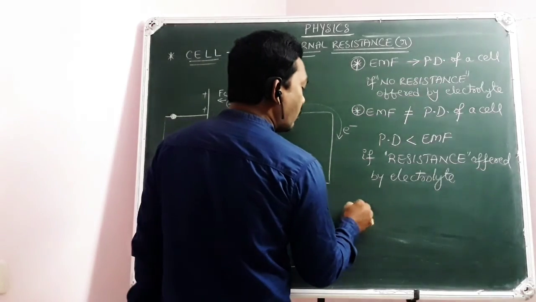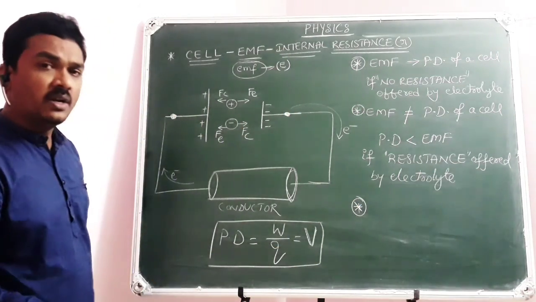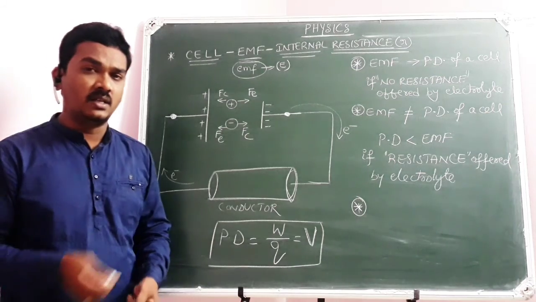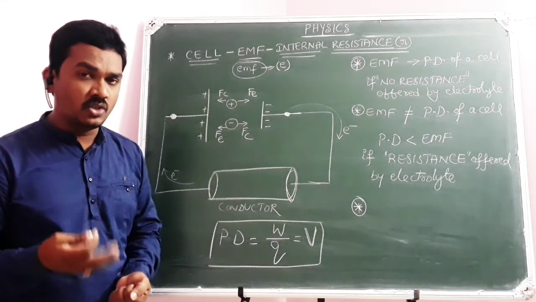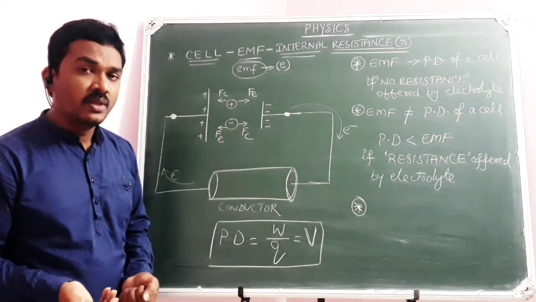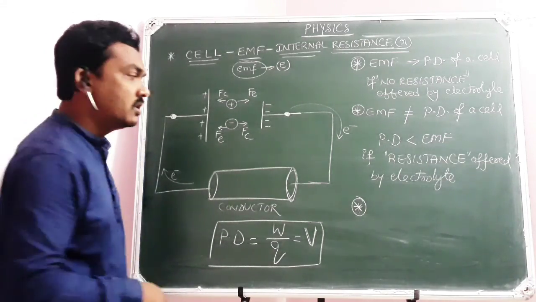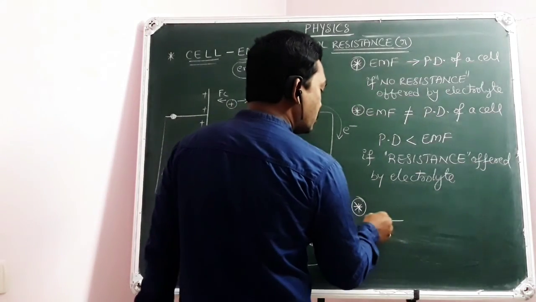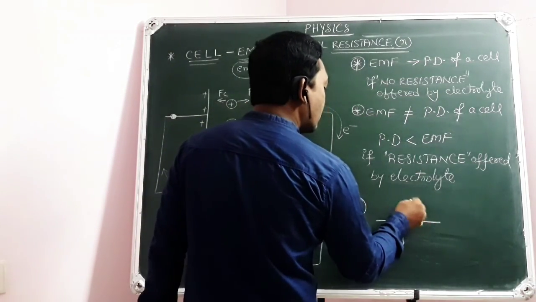And usually till now, whatever cells we have taken are of zero internal resistance. We call them an ideal cell. You have learned ideal ammeter which offers zero resistance, ideal voltmeter which offers infinite resistance. Similarly, an ideal cell offers zero resistance. Then in that case, usually we write like this.